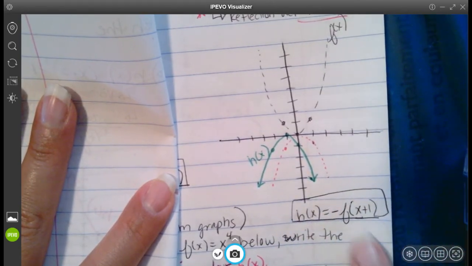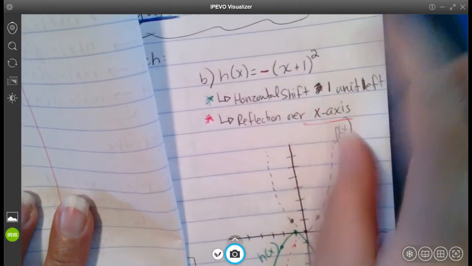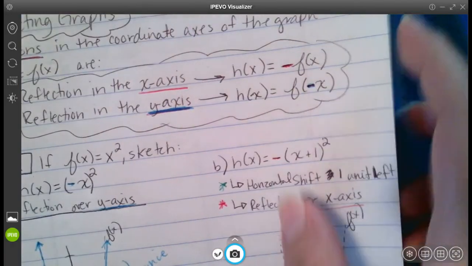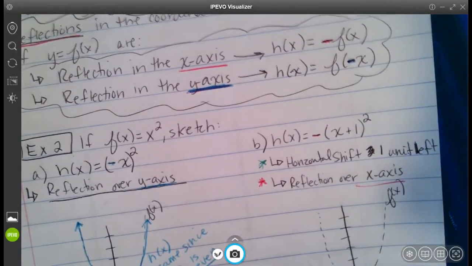Because all I'm doing is replacing the inside with the inside. The negative comes out here. Some people ask, do I have to put the square still because this one has a square? Well, you don't, because remember that f of x was from the very beginning defined as x squared. So you're just replacing this with this, okay?